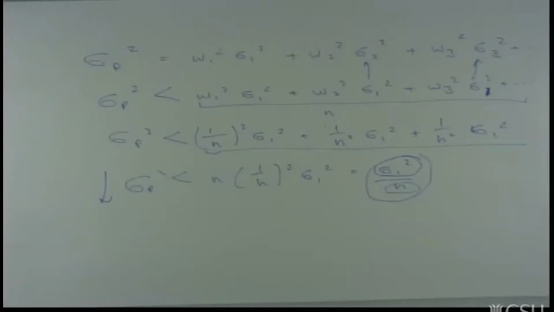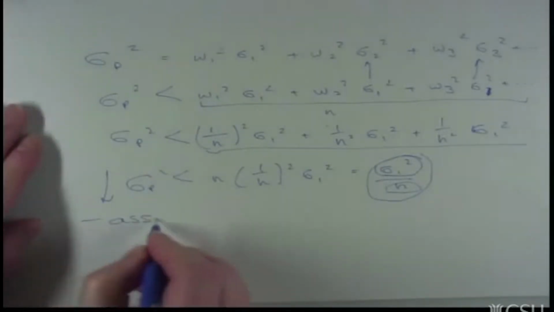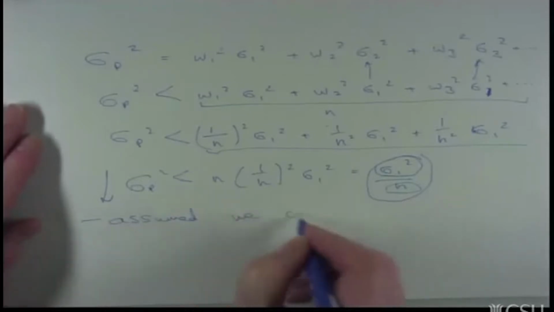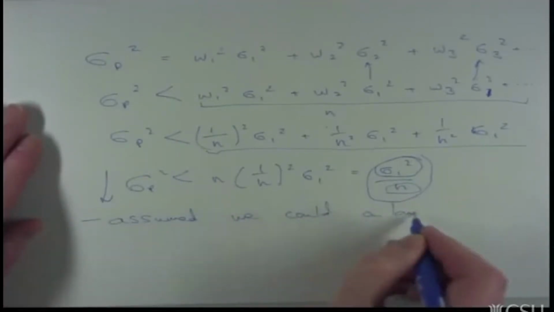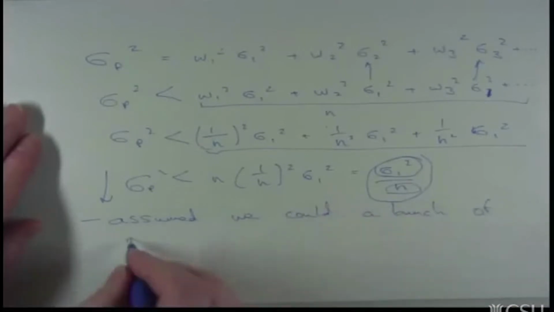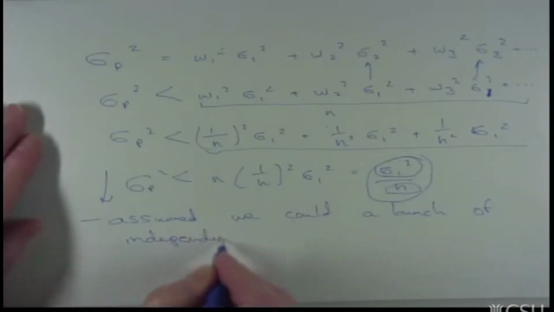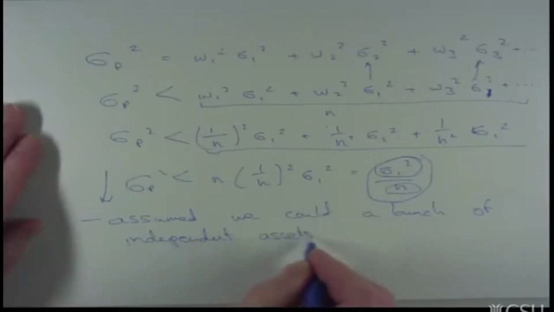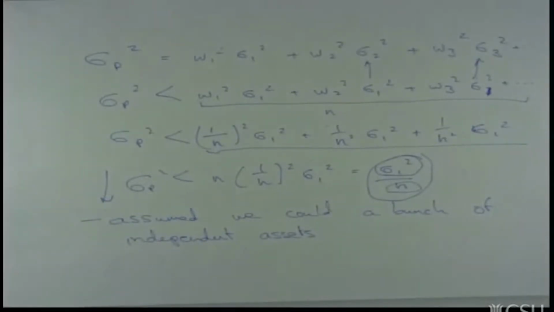Now the problem is, what have we assumed? We could find a bunch of independent assets. Right, so this only works if we could find a bunch of independent assets, and that's the problem that we're really thinking about. That's why we can't really do this. You can't typically, in a market, find a fully diversified portfolio that has no risk. That's what that variance, sigma p squared driven to 0, would suggest.